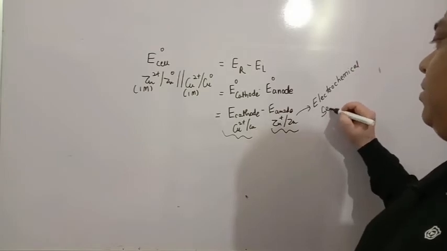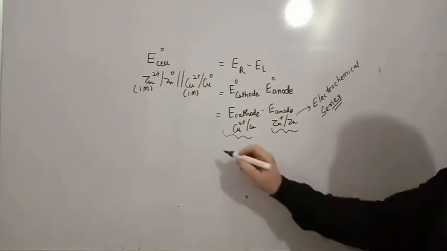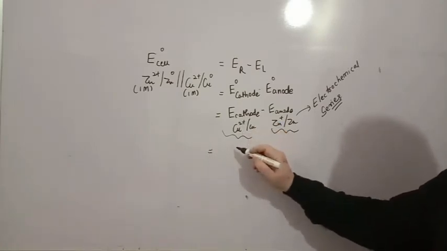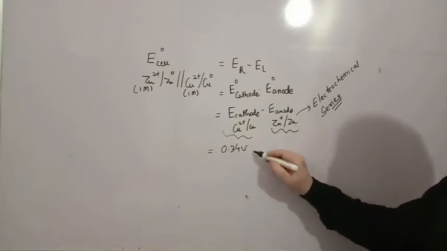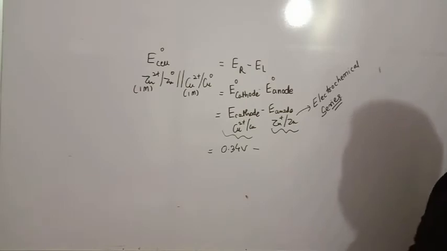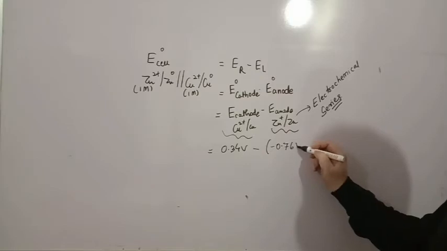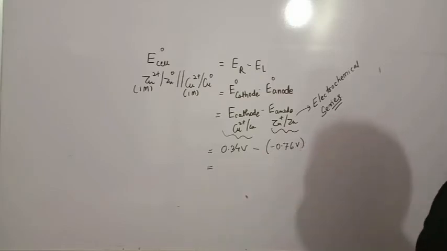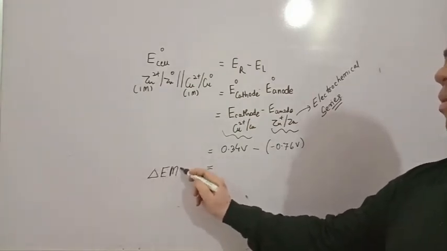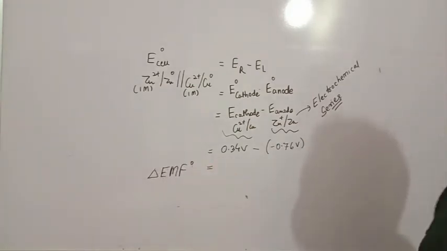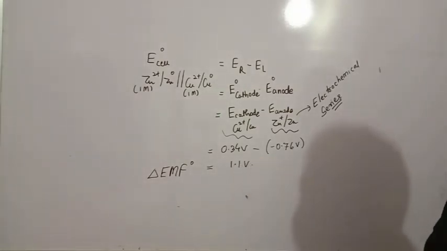Electrochemical series. In the electrochemical series, the values are given in terms of voltage. The value of the cathode electrode potential was found to be 0.34 volt, and the reduction potential of the anode was found to be minus 0.76 volt, and the net EMF of the cell in standard condition was 1.1 volt for the galvanic cell.